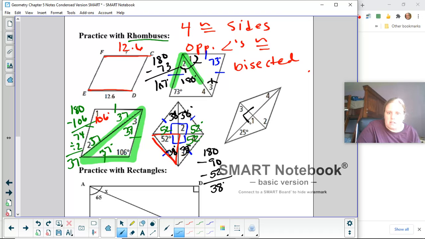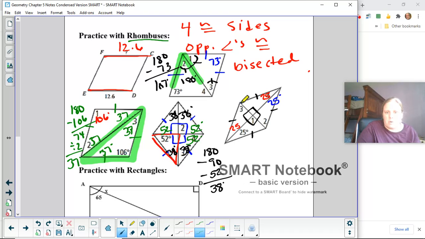Angle 1 is meeting where all of the diagonals crisscross on a rhombus. They are perpendicular, so those are all 90 degrees. Using that opposite angles are the same, this 25 would repeat over here. Knowing that the angles get bisected, the 25 would repeat where the diagonal is getting cut. So this one, angle 4, is also 25 degrees.